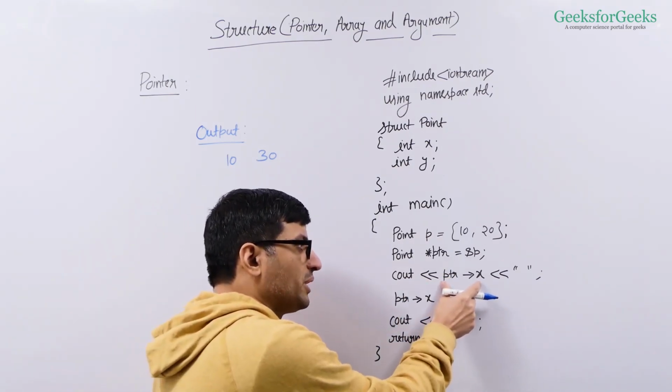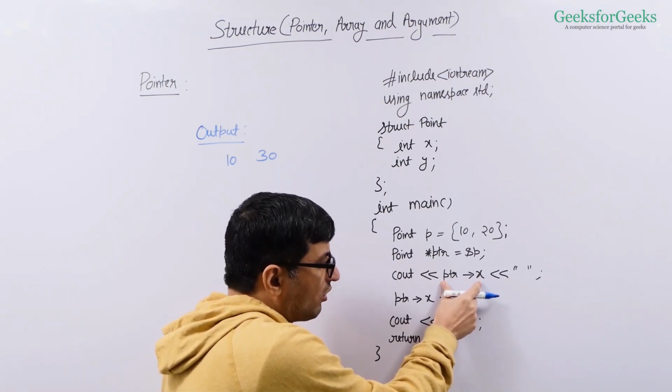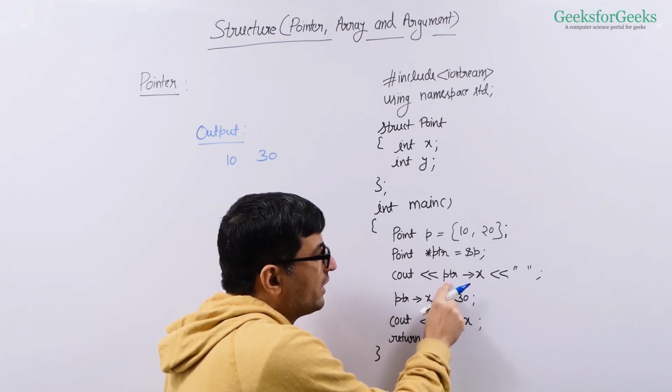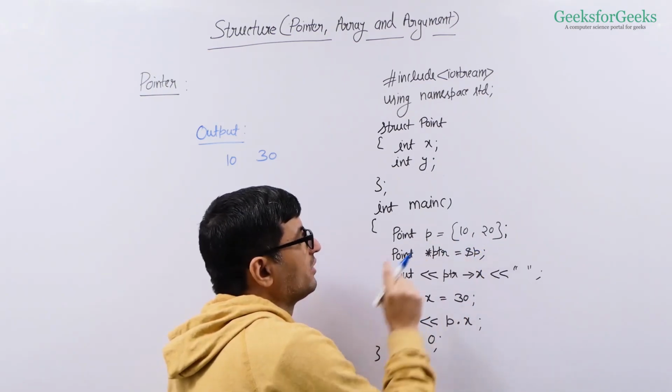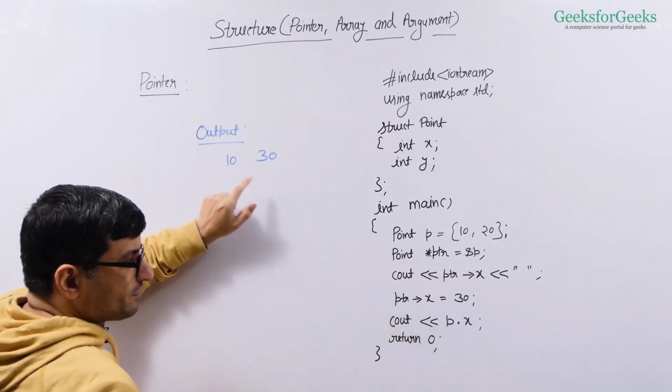So this basically accesses x of the object or variable pointed to by this pointer ptr. And what is the x value of that particular object? It's 10. So we are going to get 10 on the screen as part of this cout statement.